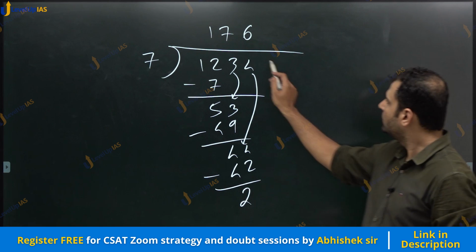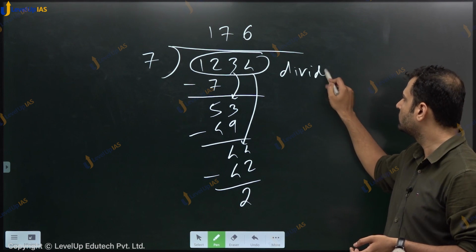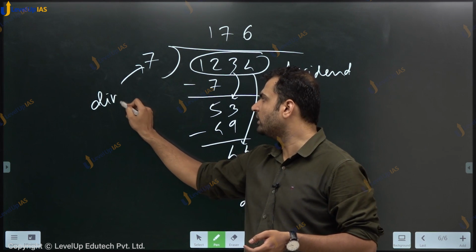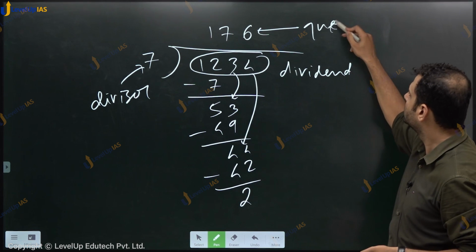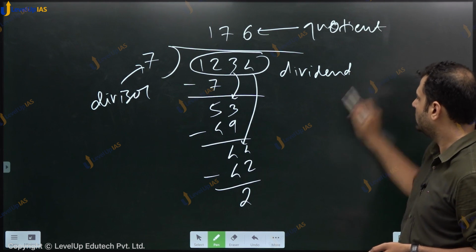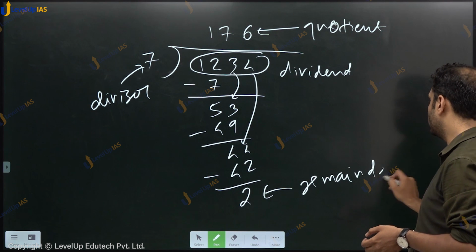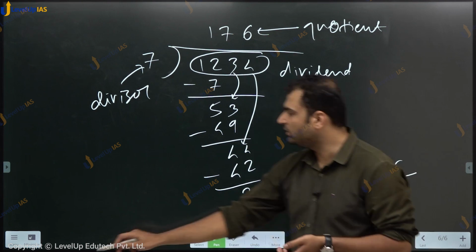And here, this 1234 is what we call the dividend. This is what we call the divisor. This is what we call the quotient. And this is what we call the remainder. Again, these are terminologies that you need to be familiar with.